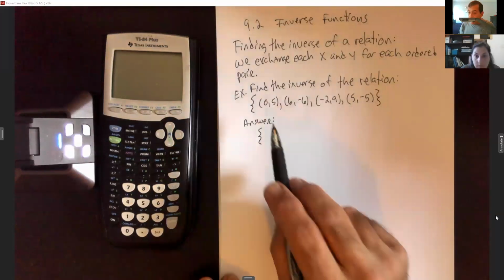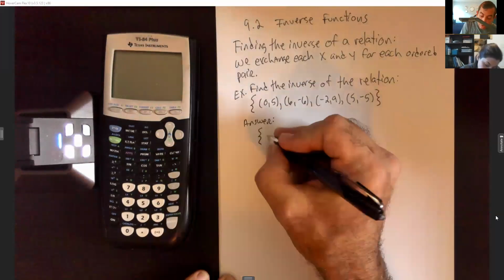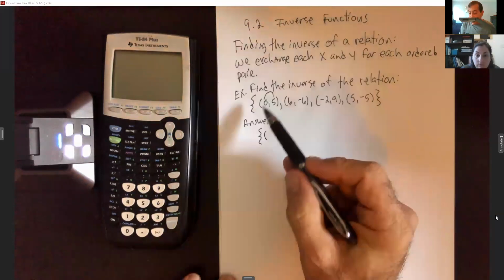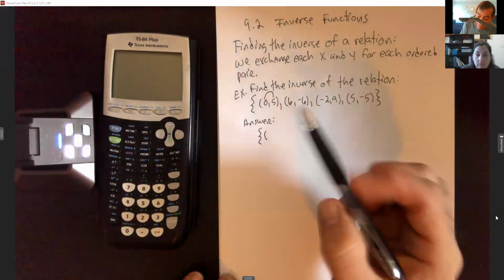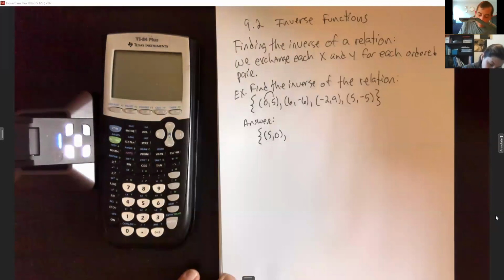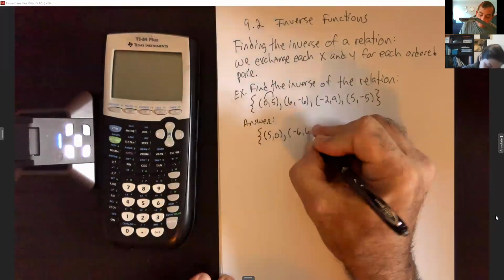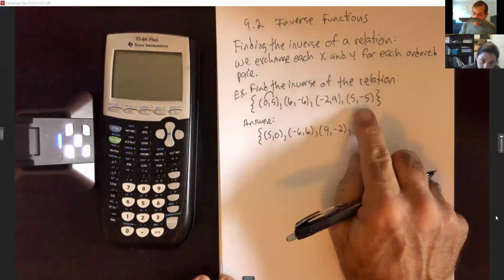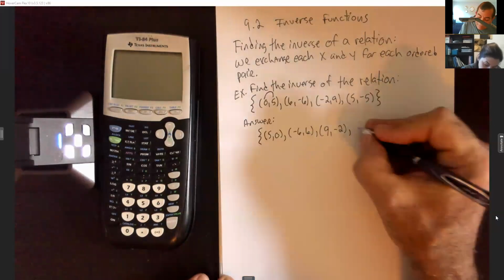And y'all, for the inverse of this relation, all we're going to do is come in and switch each of these x and y coordinates around. So the first one I had (0, 5), my inverse will be (5, 0). And then (-6, 6) becomes (9, -2). And then switching my last one, I get (-5, 5). So the inverse of a set of ordered pairs, you just switch the x and y's around, and then you're done.